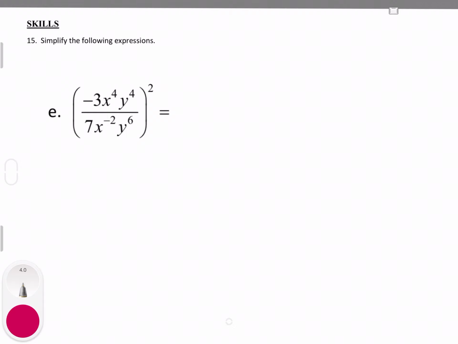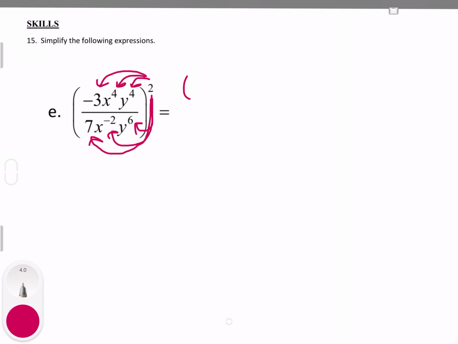Okay, so they want us to simplify this expression entirely. So remember, to do that, we first want to get rid of any parentheses. So we're going to distribute the exponent to all of the exponents on the inside. And we're doing this in the numerator and the denominator because the parentheses encapsulate both of them.